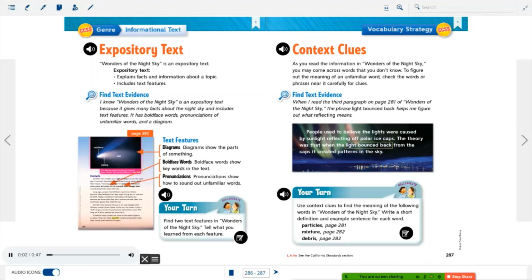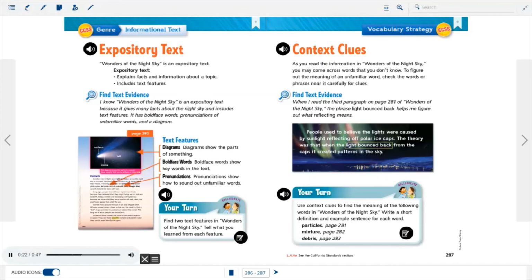Context clues. As you read the information in Wonders of the Night Sky, you may come across words that you don't know. To figure out the meaning of an unfamiliar word, check the words or phrases near it carefully for clues. Find text evidence.